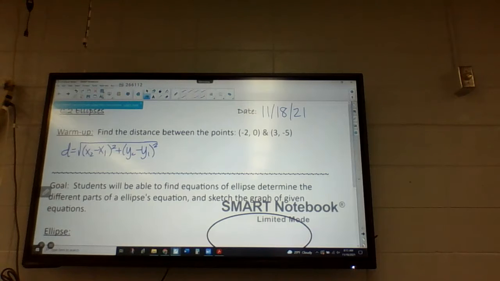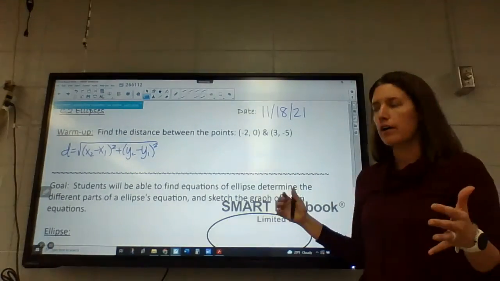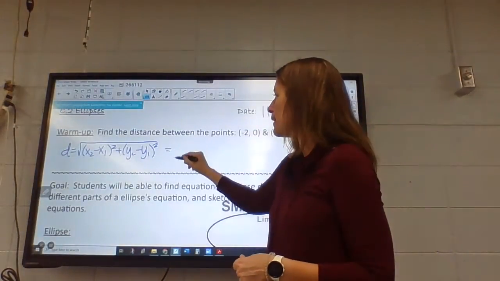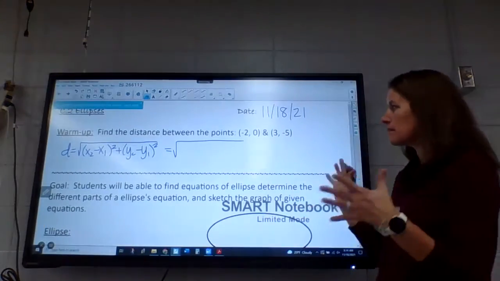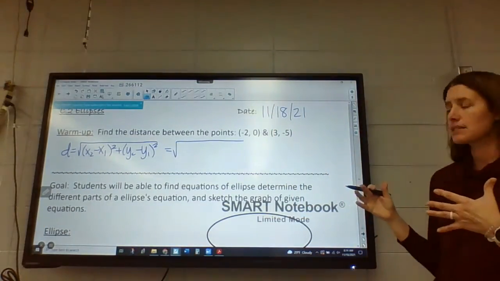Okay, so finding the distance between those 2 points, you're basically subtracting the x's, subtracting the y's, squaring them, and then adding them together, and then taking the square root. So that's how far apart those points would be. Now the order you subtract in really doesn't matter, you just need to be consistent.